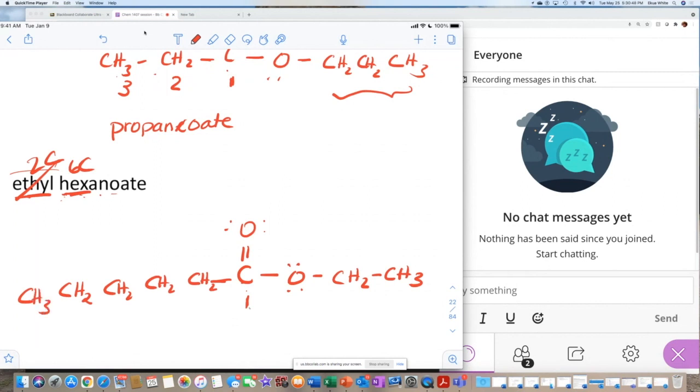Oh, this one here is not a bond. This is just one, the first carbon. So we have a total of 6, right? 1, 1, 2, 3, 4, 5, 6. Yeah? And this will be ethyl hexanoate.